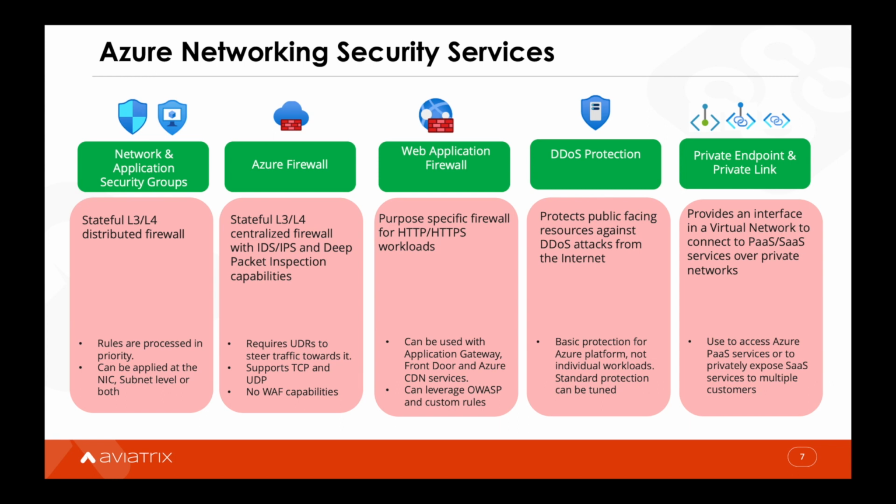Then the last service within the security services category is actually three services, but they are all interdependent. It's private endpoint, private link, and private link services. These three services work in conjunction with each other. The idea of this service is to allow clients to connect to Azure PaaS and provider SaaS services over a private network.